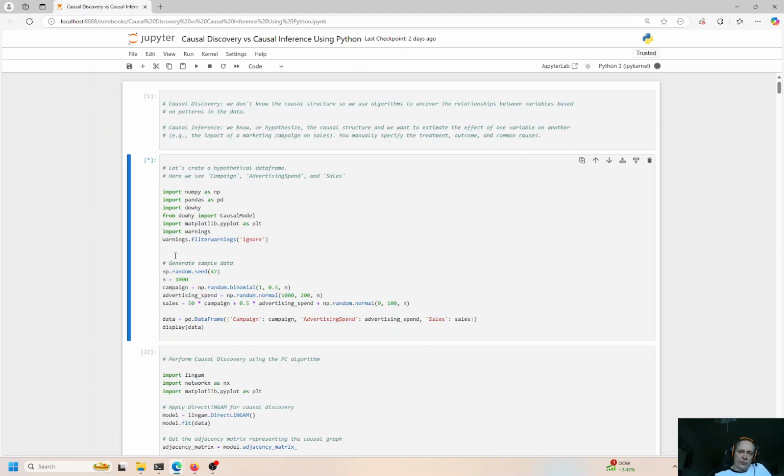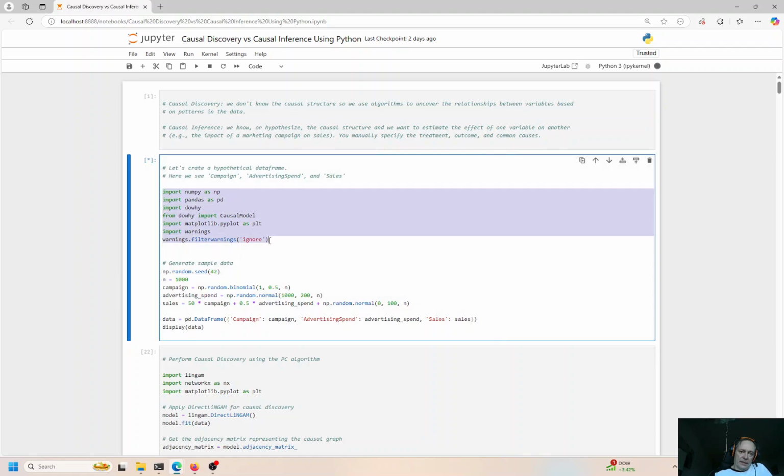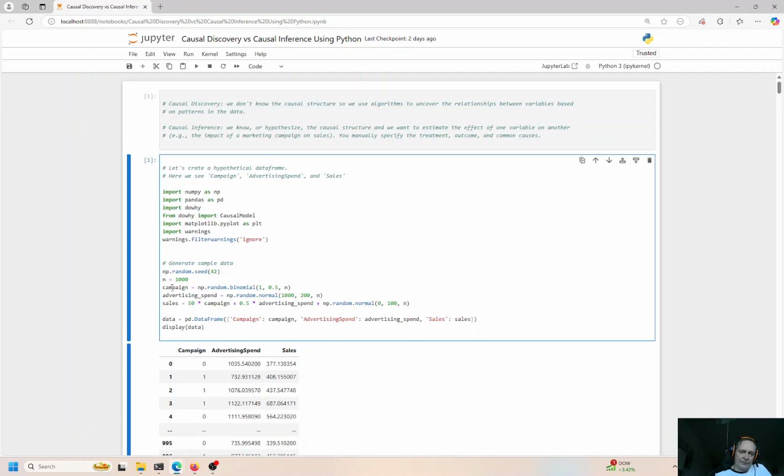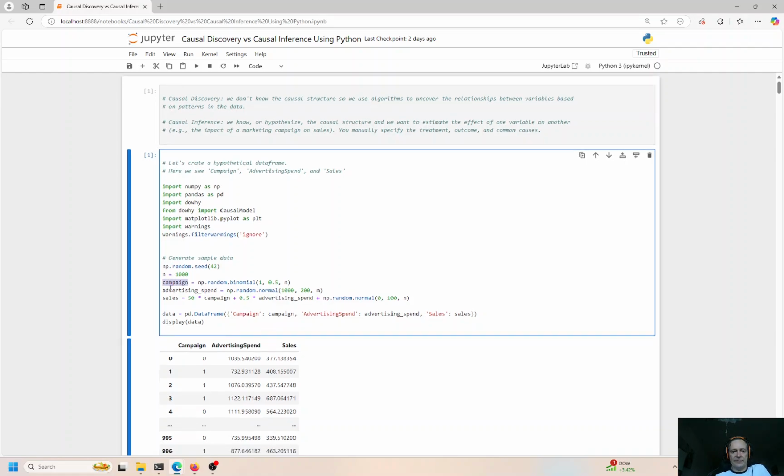So we're using the similar common Python libraries that we always use, NumPy and Pandas, but we're also using a new library here to do causal discovery. This is called DoWhy, and this is going to produce a causal model for us. So we're generating the random data right now. We're going to look at three variables here: campaign, advertising spend, and then sales. So we want to understand, is there a relationship between these variables? And if so, what is that relationship?